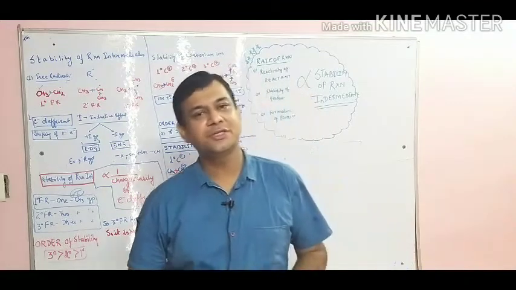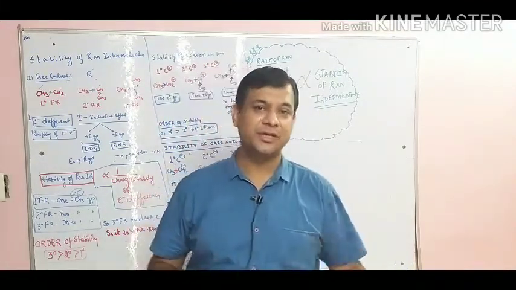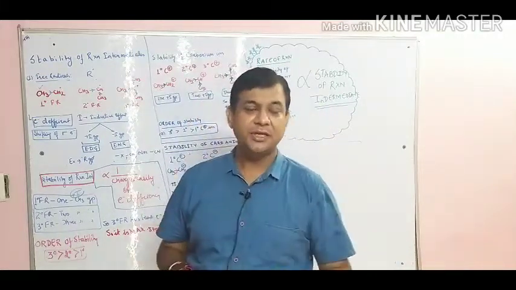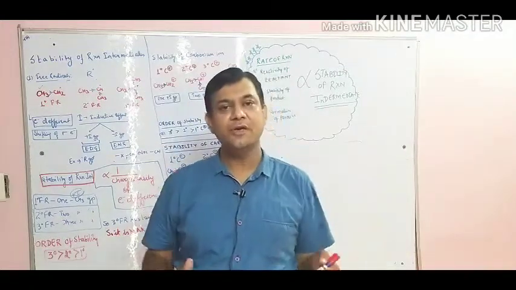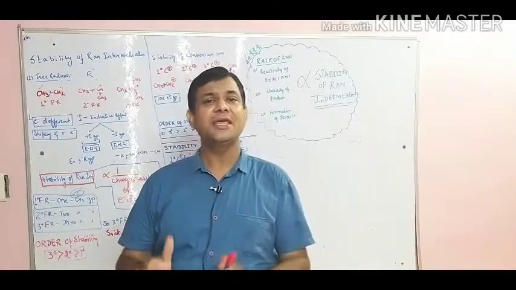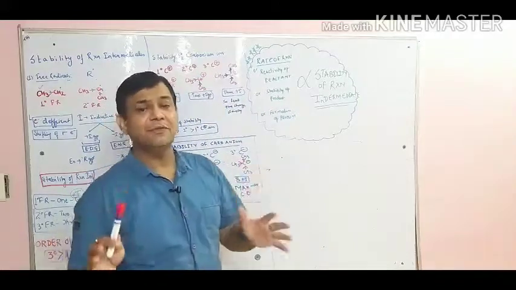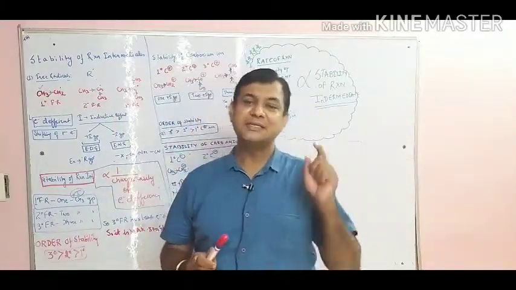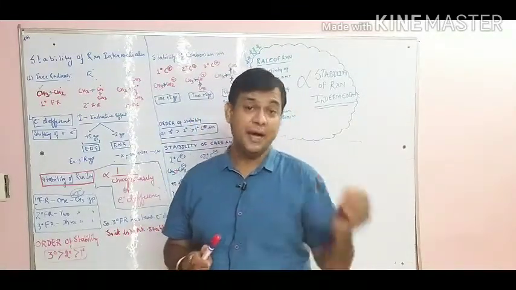Students, we are going in the 12th organic chemistry and the main topic of today is the stability of the various reaction intermediates. In the last video, we have discussed the types of reaction intermediates. Today, we are going to discuss their stability. We have three main types of reaction intermediate. The first is the free radical, second is the carbonium ion, and the third one is the carbanion.